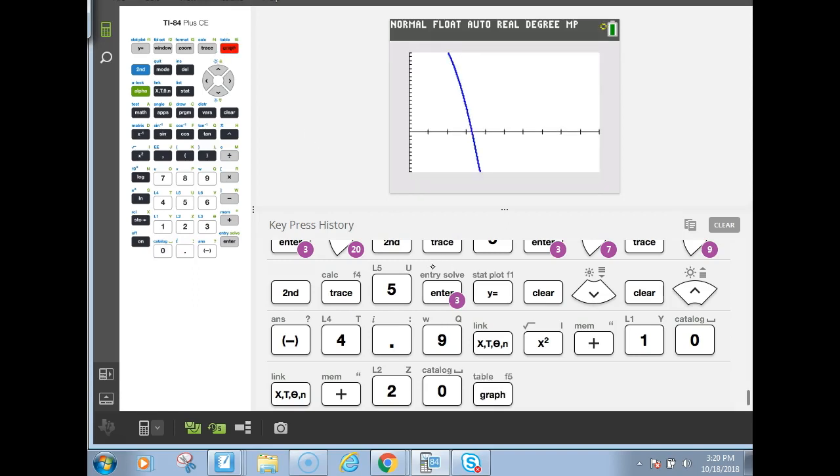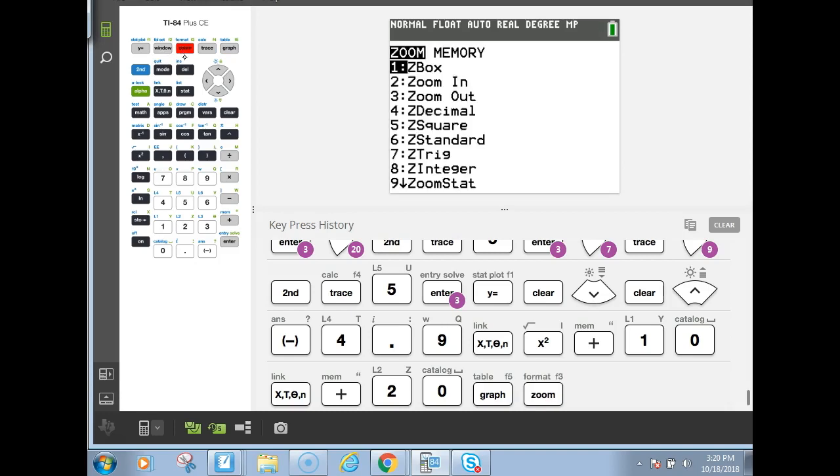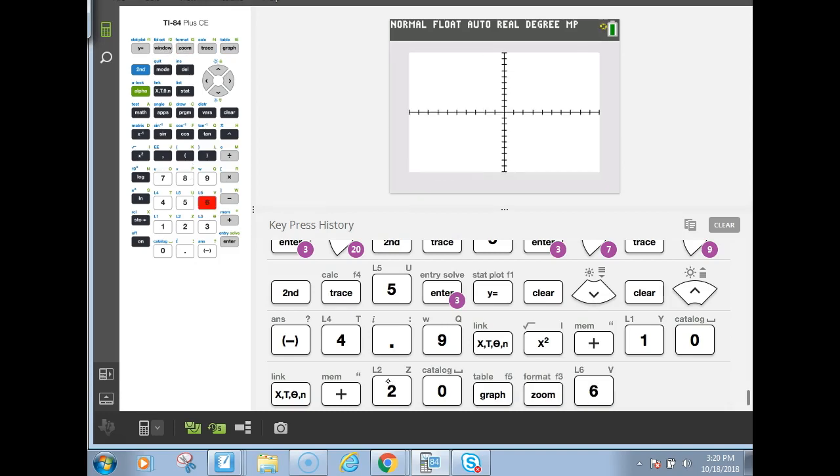I don't really like that window. Let me see what it looks like if I just zoom 6. Oh my, I can't see the top of that thing.